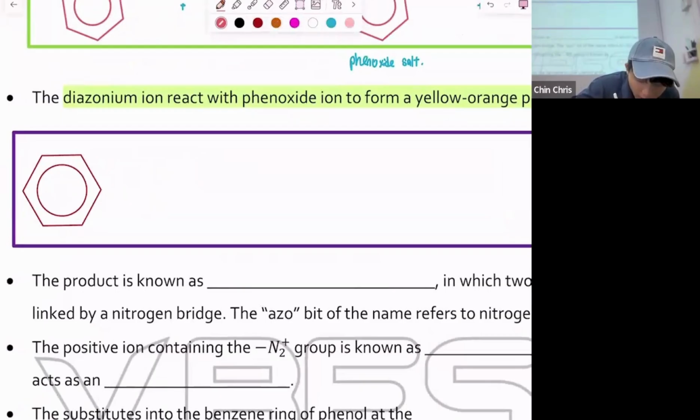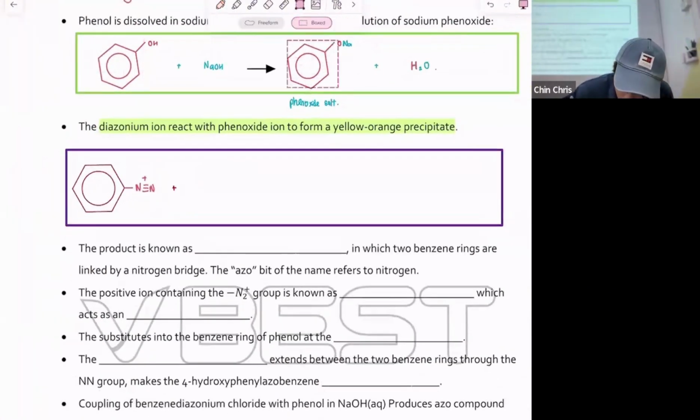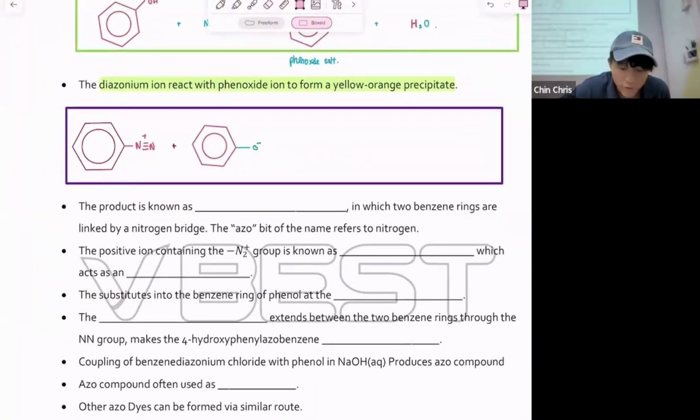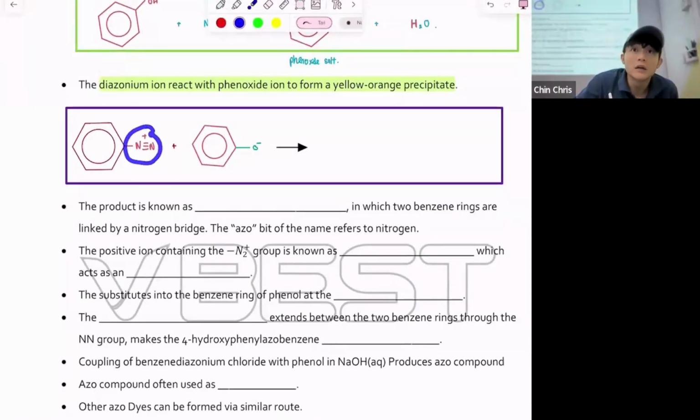All right guys, we have an N triple bond N here. And I'm going to take a phenoxide ion. So a diazonium ion reacts with a phenoxide ion, and they form a coupling reaction. This is an electrophile. So this electrophile will attack the benzene ring. One more time, electrophile attacks the benzene ring, and the hydrogen will go in front. So eventually, you are getting this compound now.